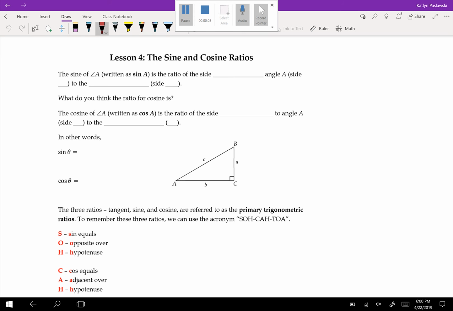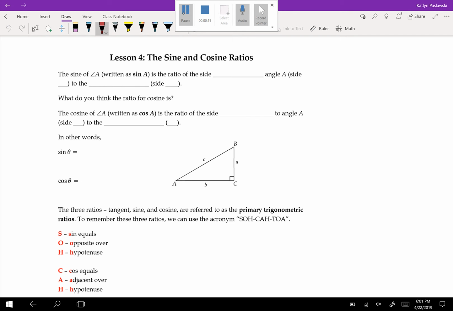All right, here we have lesson 4, the sine and cosine ratios. We have looked at the tangent ratio, and the sine and cosine ratios should come pretty naturally to us as we have learned to work with that type of formula.